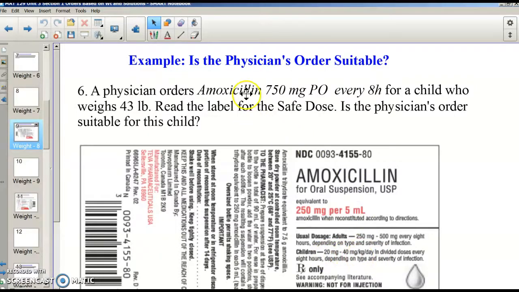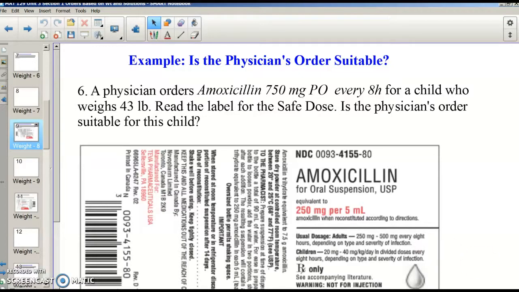Now, if you look at the doctor's order for this problem, the doctor's order is for 750 milligrams orally every 8 hours. So the safe dosage range is not in milligrams per dose, it's in milligrams per kilogram per day. So you can't compare the number 750 to the two numbers 20 and 40 because the units are different. You need to make sure that when you do the comparison, you are comparing the proverbial apples to apples, that it's the same dosage per unit of time.